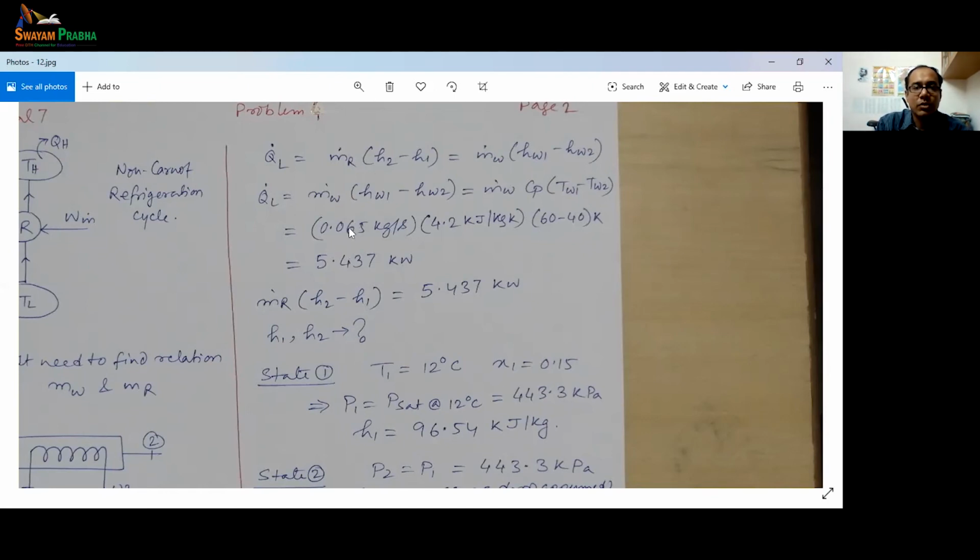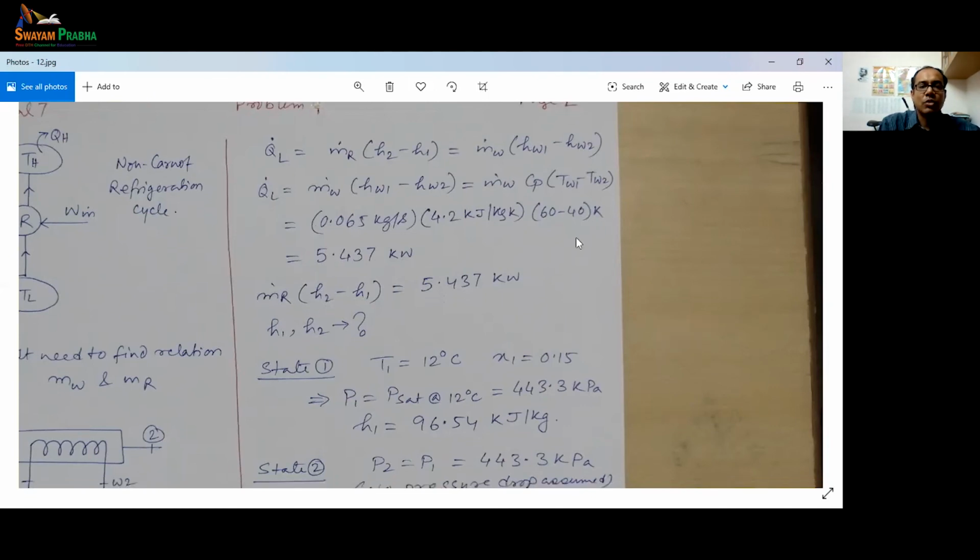Everything is known here: the mass flow rate of water is given, the Cp value you can look up, and you should remember this value as well, 4.2 kilojoule per kgK, and the temperature difference is 20 degrees centigrade or 20 Kelvin. So this Q dot L you can find to be 5.437 kilowatt. The same amount of heat is gained by the refrigerant stream, right? So m dot R times (H2 minus H1) will be equal to 5.437 kilowatt.